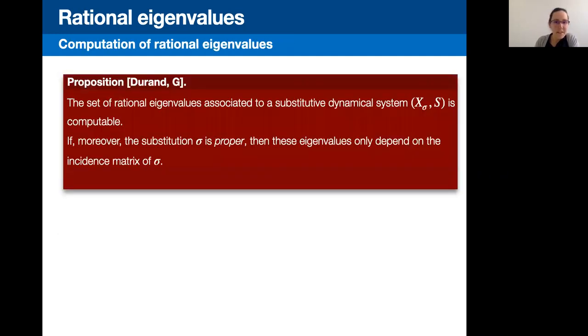So with these properties, we will have a method to compute all the rational eigenvalues associated to a substitutive dynamical system. And I will present just after the lemma that we need to obtain this proposition, and the algorithmic method that we will use for this computation. The key point is that, in the case of a proper substitution, these eigenvalues only depend on the incidence matrix of the substitution sigma. Here, the word proper means that the image of any letter by sigma starts with the same letter. In our example, sigma of any letter starts with the letter 0.